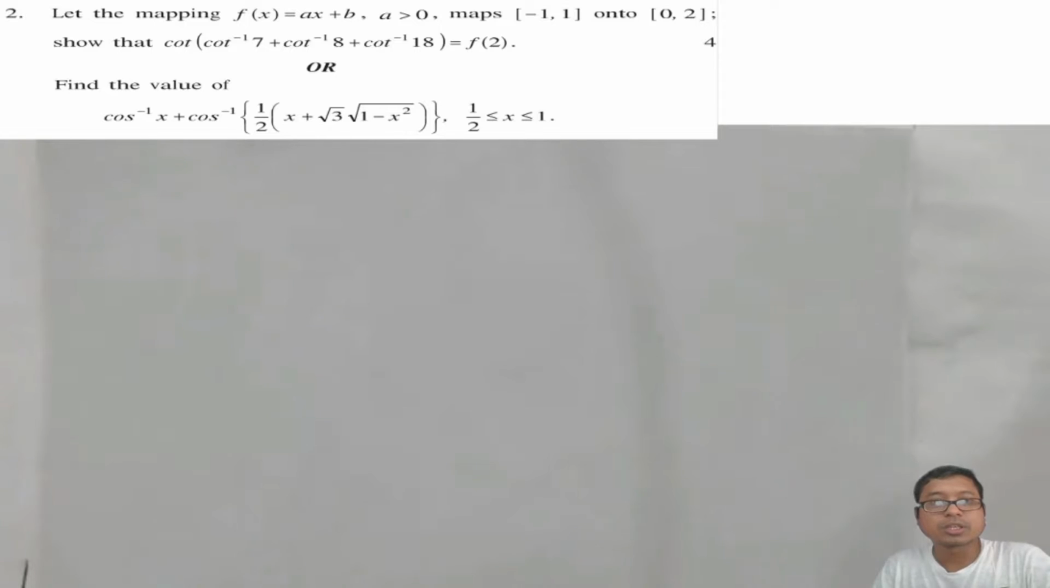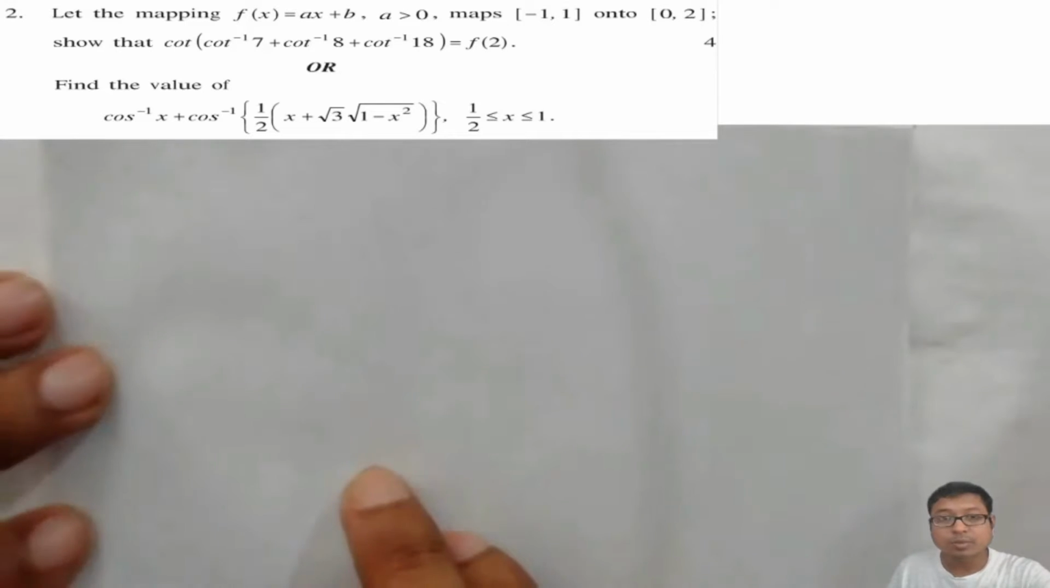Okay, let us solve question number 2. And what is the question here? Let the mapping f(x) = ax + b, a greater than 0, map the closed interval [-1, 1] onto the closed interval [0, 2]. Show that cot(cot⁻¹7 + cot⁻¹8 + cot⁻¹18) is equal to f(2).